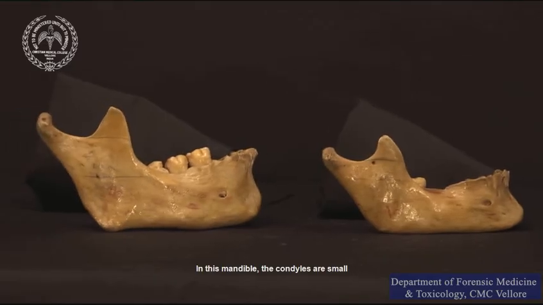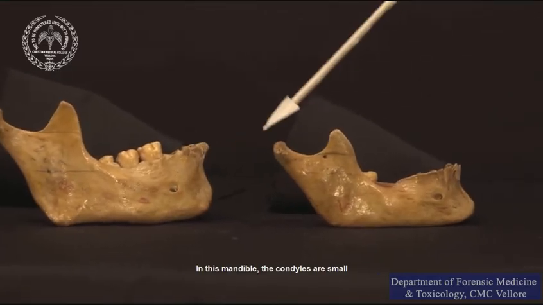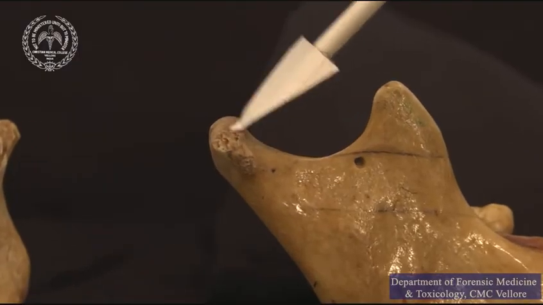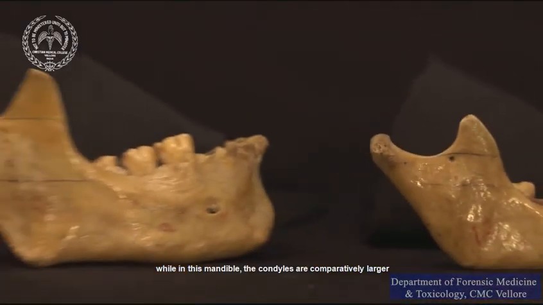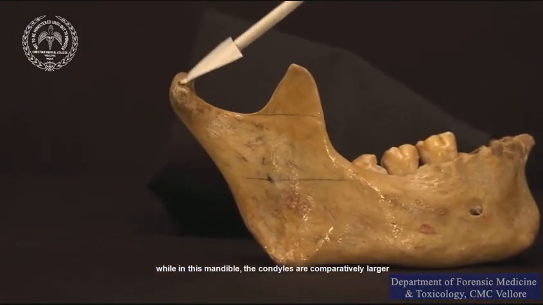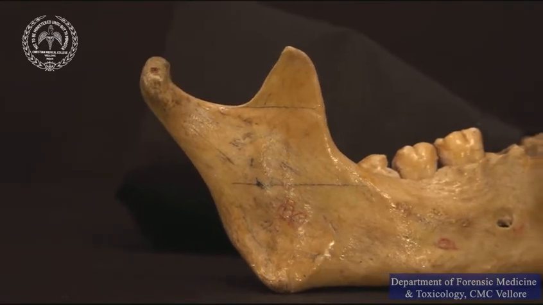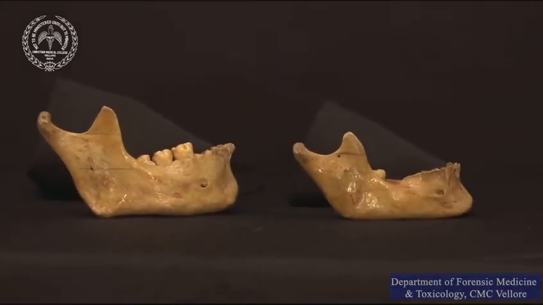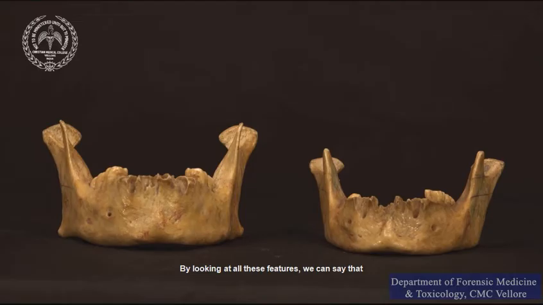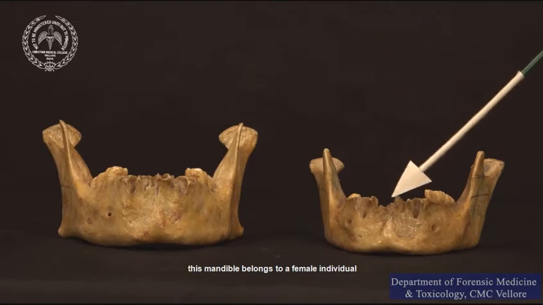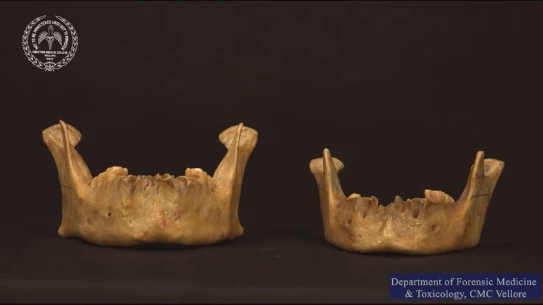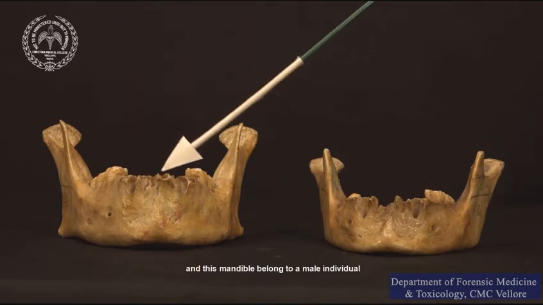In this mandible, the condyles are small, while in this mandible, the condyles are comparatively larger. By looking at all these features, we can say that this mandible belongs to a female individual and this mandible belongs to a male individual.